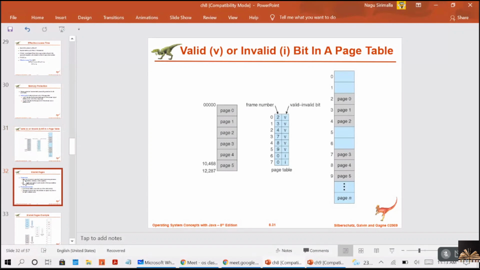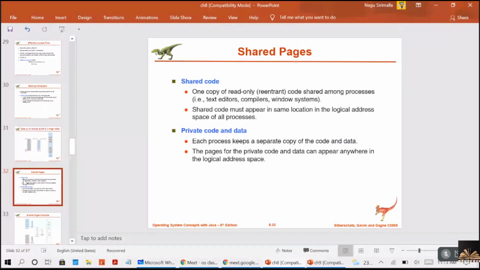Now coming to the next point, shared pages. What is the advantage with paging is you can share some pages with other processes also. What can be kept in the shared pages is reusable code or reentrant code. Reentrant code means that at a time, more than one person can get access to it. Examples are editors, compilers, like that, right? That kind of code you can keep in separate pages, and you can share those pages with multiple processes.